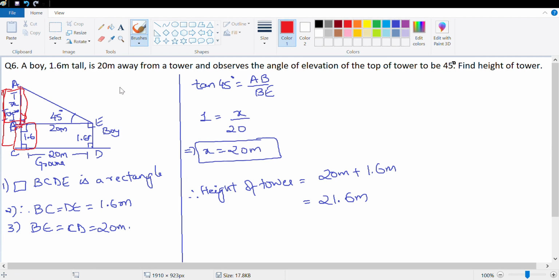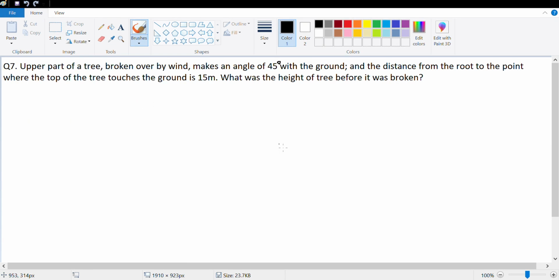The next question that we'll do would be question number 7. Question number 7 says, upper part of a tree broken over by wind makes an angle of 45 degree with the ground. So basically this was the tree and this is the ground. The upper part is broken by the wind. So let's say the upper part gets broken by the wind and it falls here. So let me just draw this using a dotted line to show that this is the broken part of the tree.